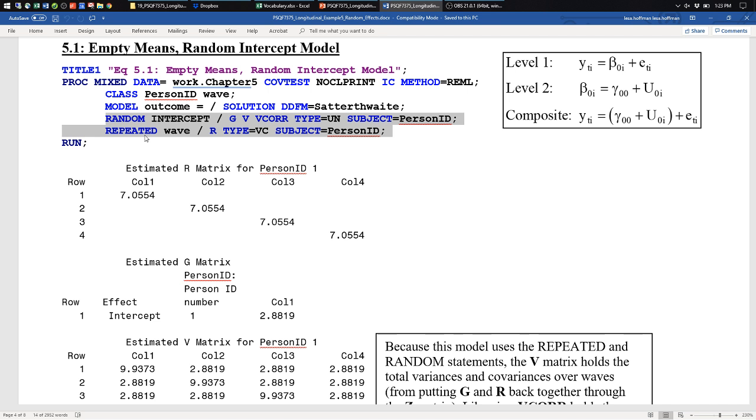Type equals UN. So I want you to highlight this here, because you know what? Type equals UN on your random lines forever and ever, amen. Say it with me. Type equals UN forever and ever, amen. I'm not kidding.